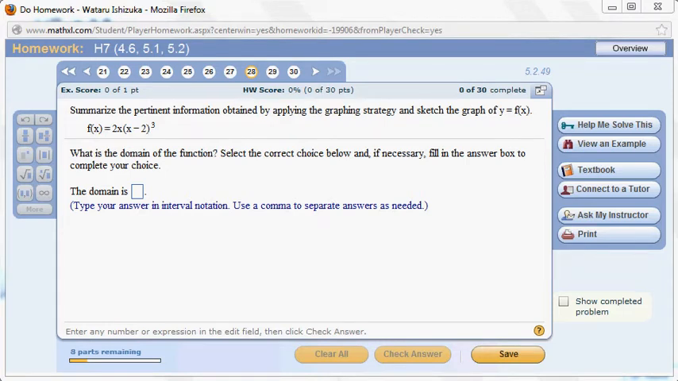Okay, let's look at homework 7, problem number 28. We want to summarize the pertinent information obtained by applying the graphing strategy and sketch the graph of this function f of x equals 2x times quantity x minus 2 cubed. So let's do that.